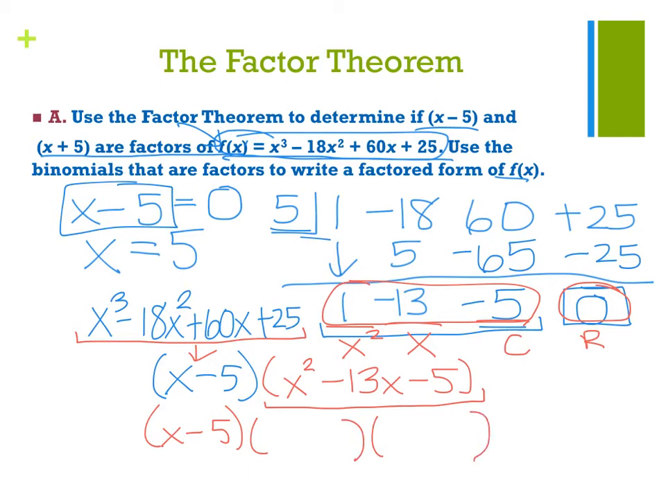I have to multiply to be negative 5, but add to be negative 13. That polynomial is not factorable because I cannot multiply two numbers to get negative 5 and then have those same two numbers add to be negative 13. So this right here is factored all the way. This is as far as I can factor f of x, the original function they gave me.